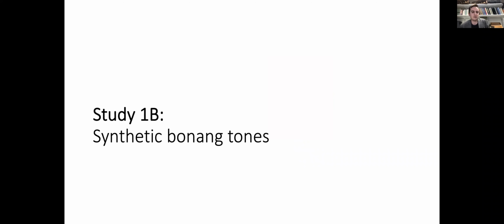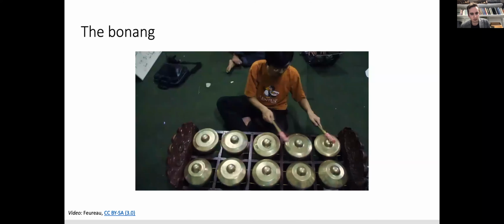The next thing I want to show you is results for a more sophisticated kind of tone inspired by the bonang. Now, the bonang is an instrument from the Javanese gamelan, comprising a collection of small gongs, and it sounds like this.